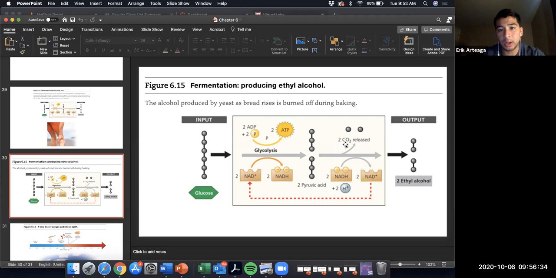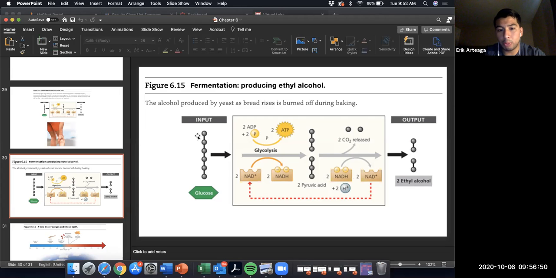Ethyl alcohol is actually not good for the cell. It's not beneficial at all, okay? It's a waste product, right? That's why we can use ethanol as a sterilant or an antiseptic, okay? 70% ethanol kills almost everything, okay, right?